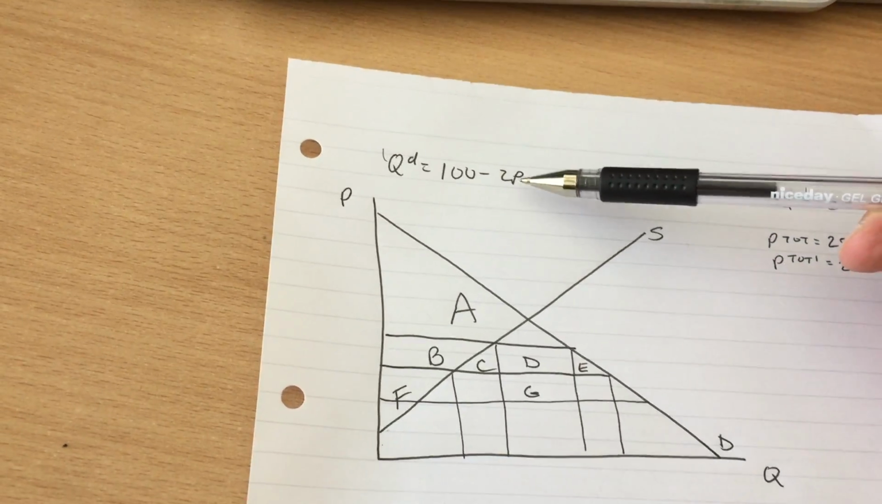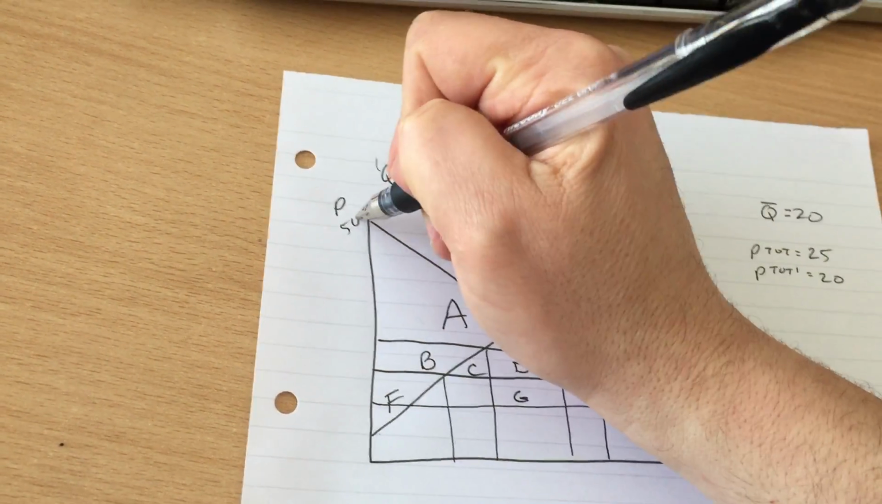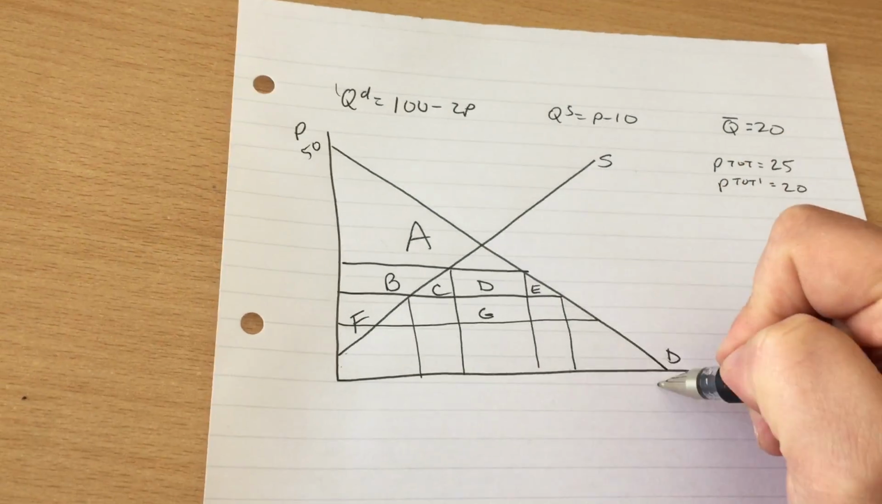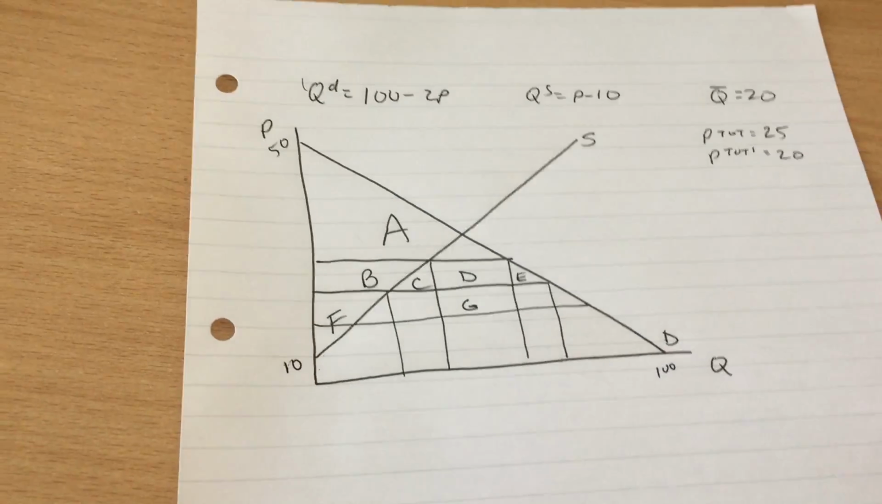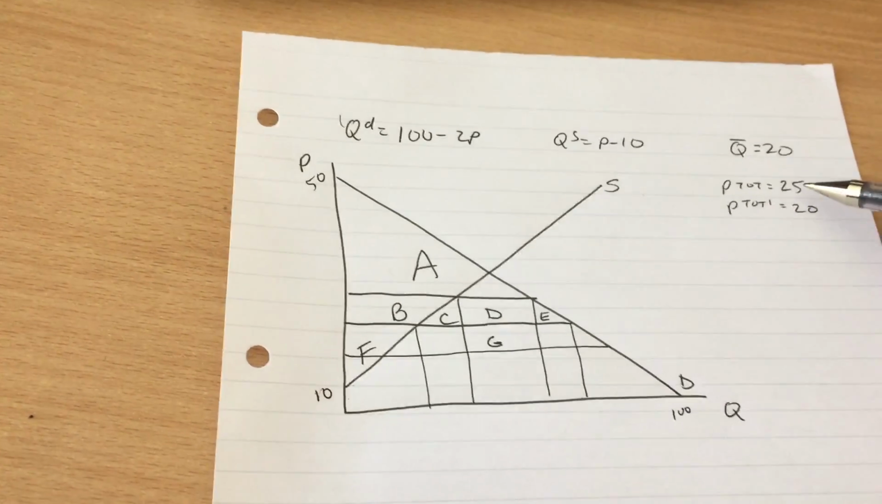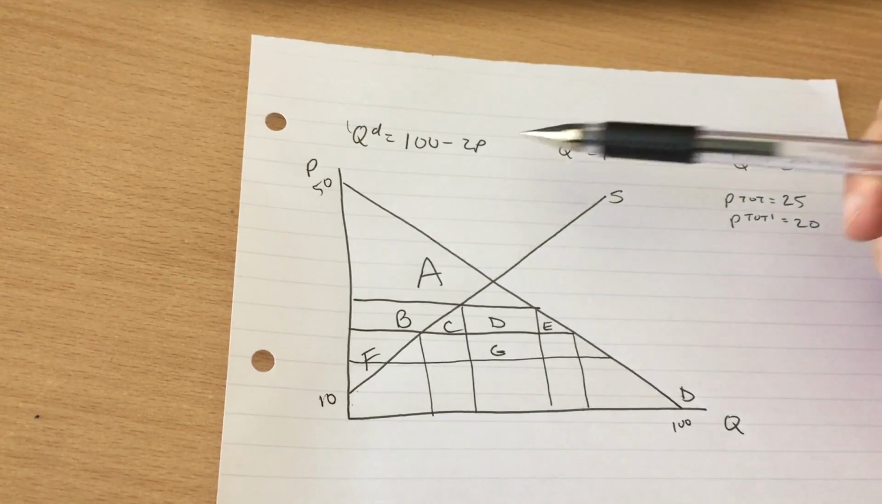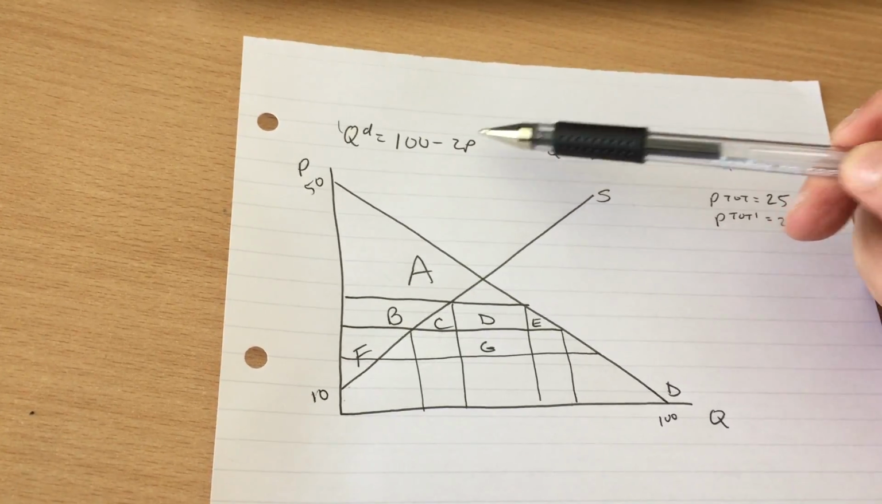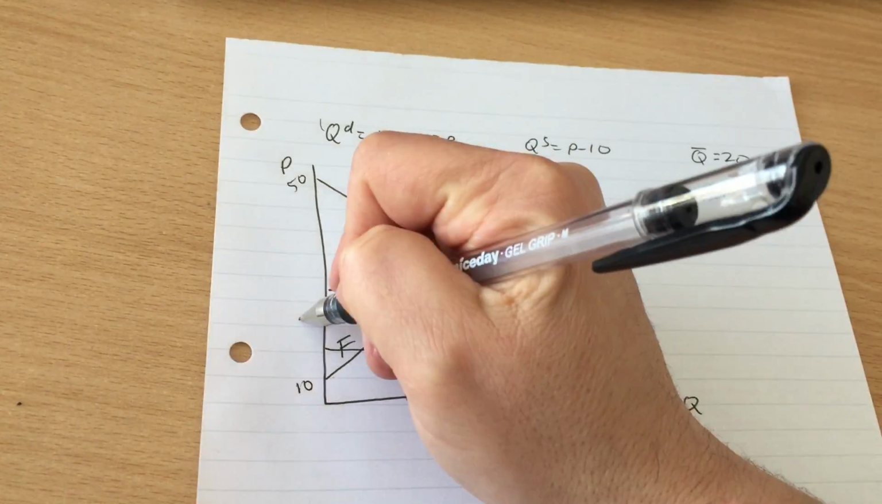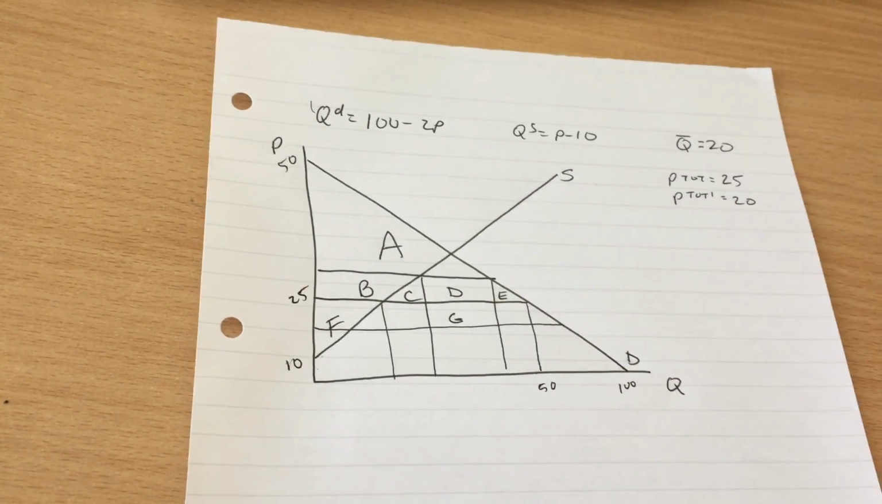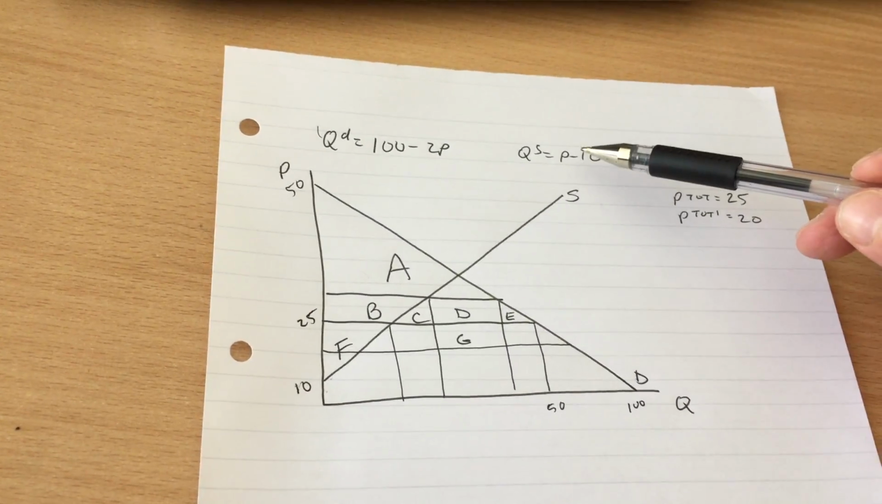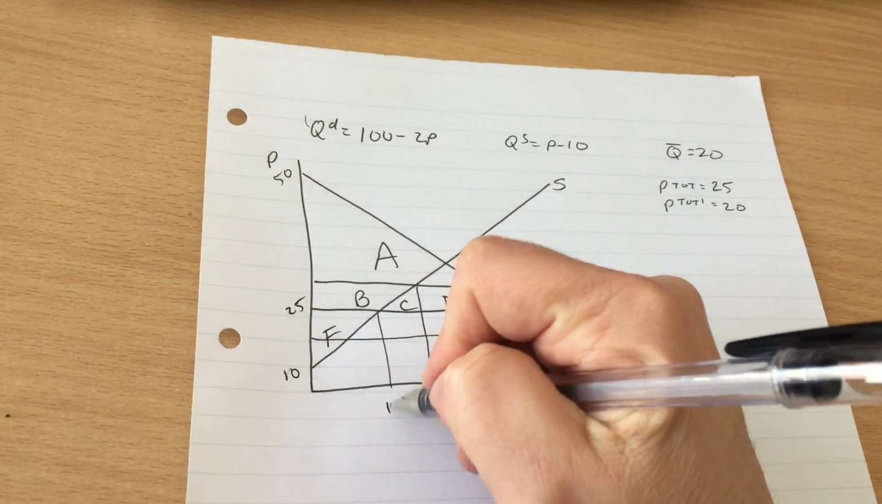So when the price is 50, we buy 0. When the price is 0, we buy 100. When the price is 10, we make 0. So under the free trade price of 25, 100 minus 2 times 25 is 50. So that means we would consume 50. We would produce 25 minus 10, or 15.